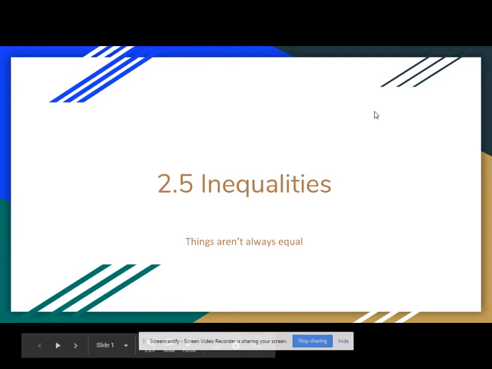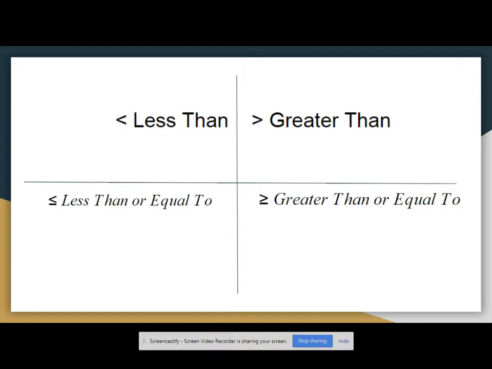Looking at section 2.5 on inequalities. Things aren't always equal to each other, so we don't always have an equality with an equal sign. Sometimes we have an inequality. Some general notation, which I'm sure you've seen before.